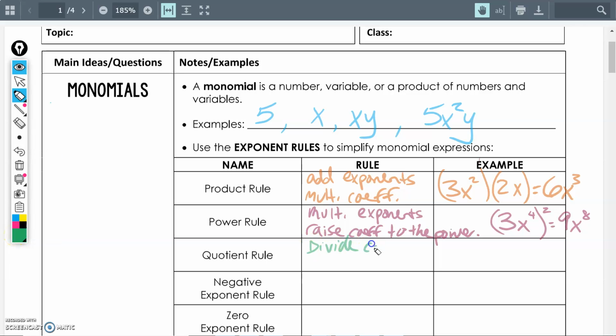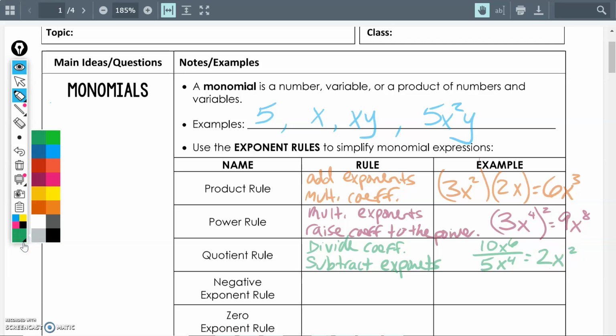Quotient rule. We're going to divide the coefficients and subtract exponents. That example looks like this. Let's say we had 10x to the 6th over 5x to the 4th. Divide the coefficients to make 2. Subtract the exponents to make x squared.